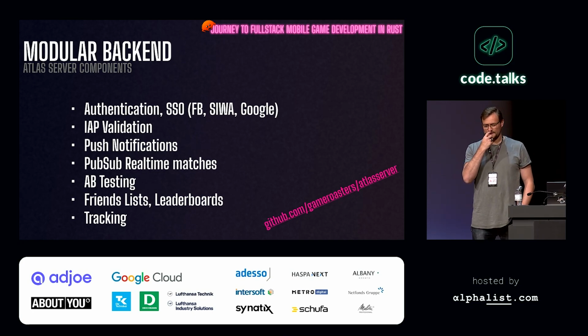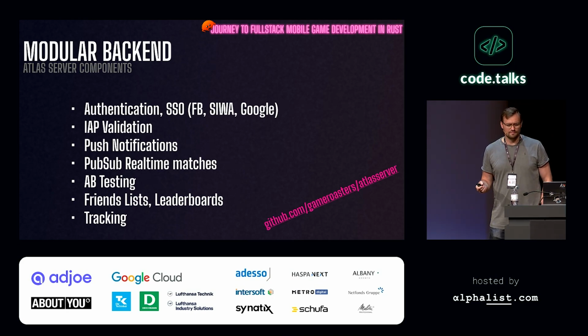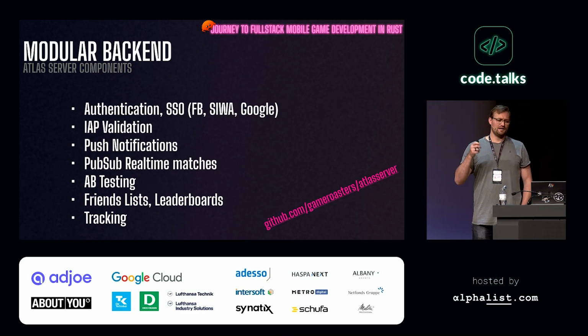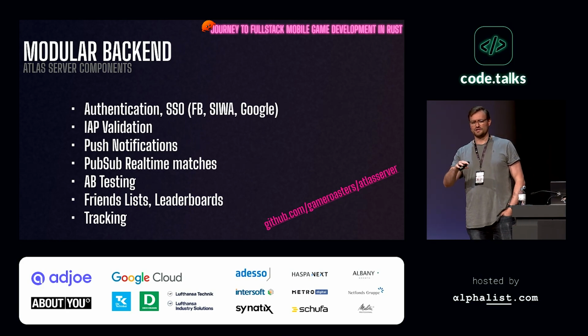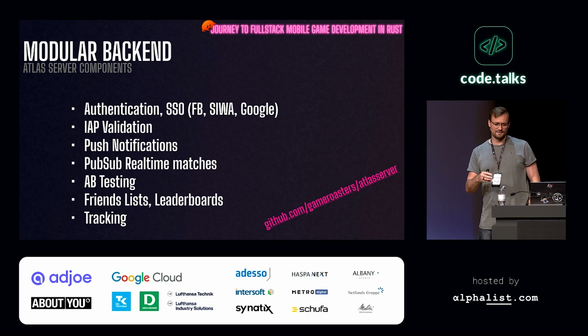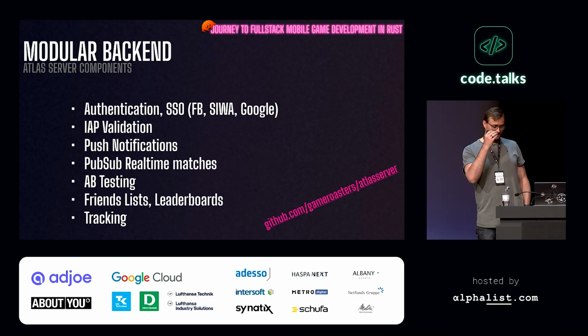and also for future projects was supposed to use some sort of pub/sub real-time multiplayer component. We had A/B testing because there was a lot of overlap between our own projects here and what we needed to build for our clients, and friends list, leaderboards, and the standard tracking stuff. All of this is open source on GitHub.